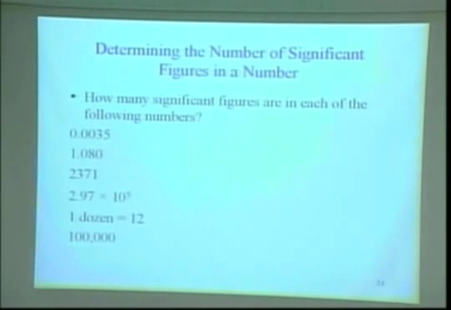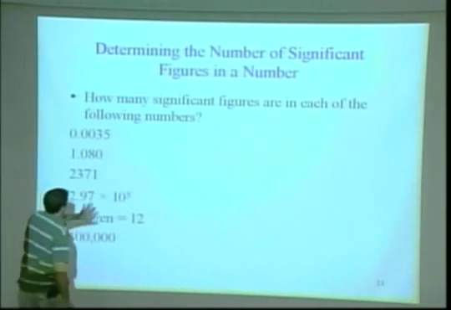2371, how many? 4. Why does this 0 count on 1.080? Why do we count that one? Because it's in between, right? All right, 2.97 times 10 to the 5th. How many is there? There's 3. Don't worry about this part of it.